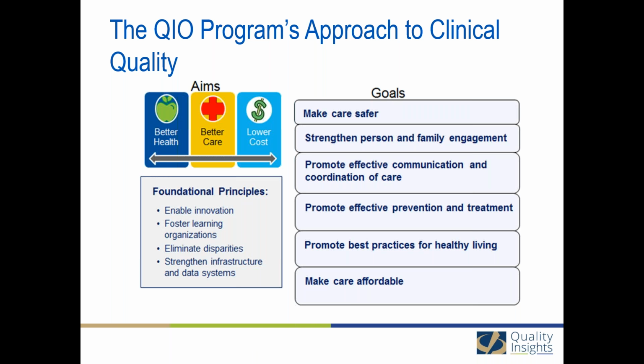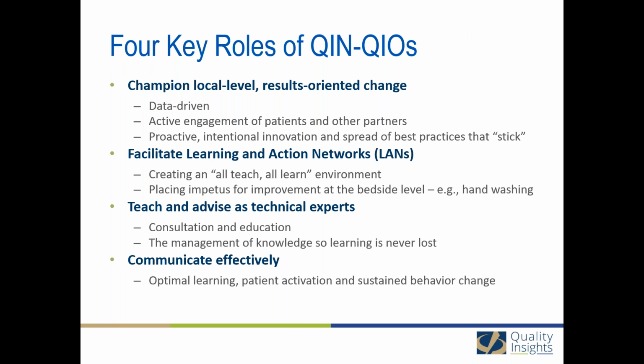And I won't go over this whole slide, but what CMS was really looking for the QIO program to do was the triple aim: better health, better care at a lower cost. Safer care is a huge thing, and this whole slide covers the triple aim. There's 4 key roles in the Quality Improvement Network, Quality Improvement Organizations. Champion local level results-oriented change.